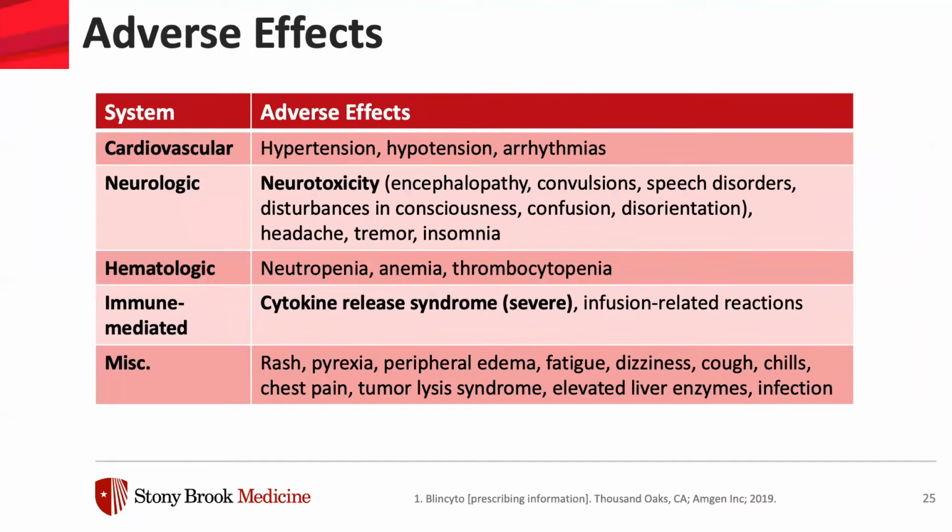And some adverse effects we want to focus on for blinatumomab include first, neurotoxicity. It's a very important thing we want to watch out for. So looking for any encephalopathy, convulsions, speech disorders, tremors, insomnia. And then immune mediated would be cytokine release syndrome, which is a very severe reaction that I'll go over a little bit more. But generally, some other common ones we see could be pyrexia or fevers, hypertension, anemia, infusion-related reactions, or thrombocytopenia in pediatric patients.